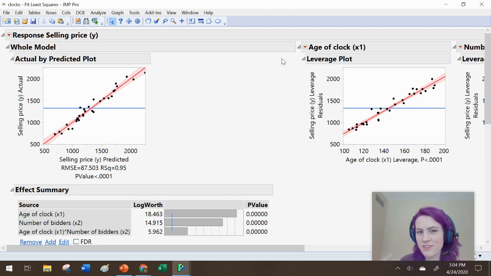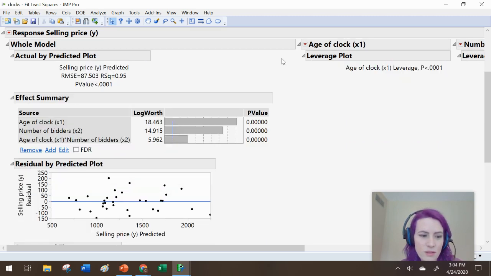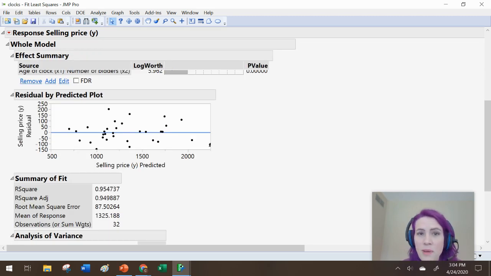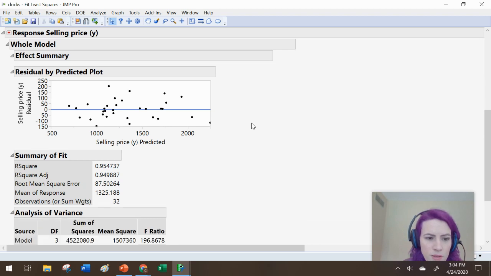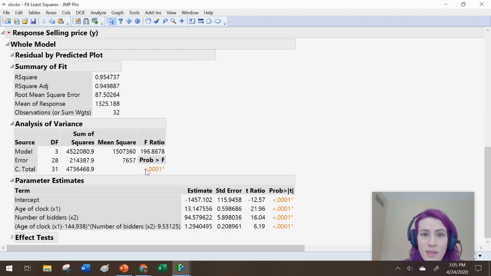Was that a good move? Let's find out. So is it a useful model? Just mention in passing, the residual by predicted plot looks good. The F ratio in our test is very large. The p-value is very small. So this is a highly useful model. And looking at our parameter estimates, all of the predictors, including the interaction, are statistically significant. We got some really big t ratios here, so that's really significant. So it looks like it was a good move to include interaction in our model.